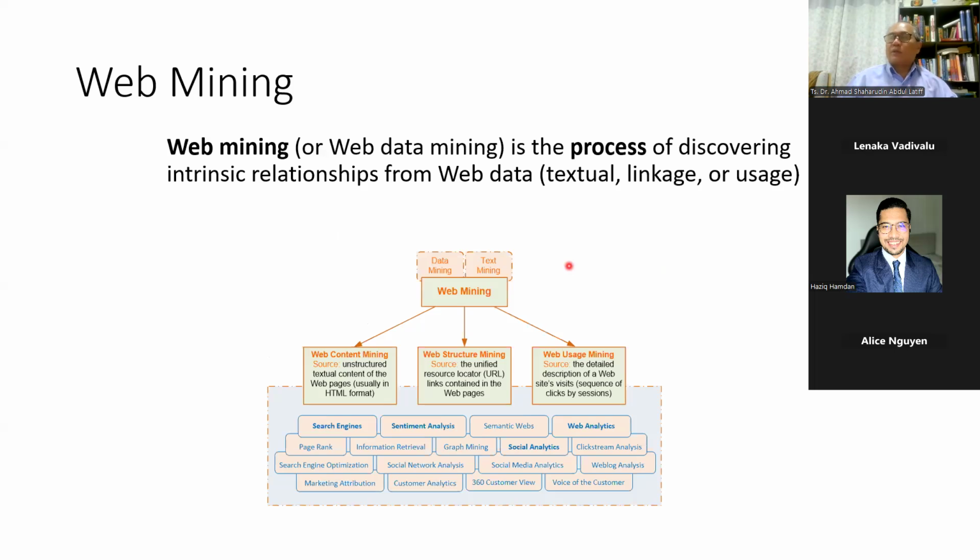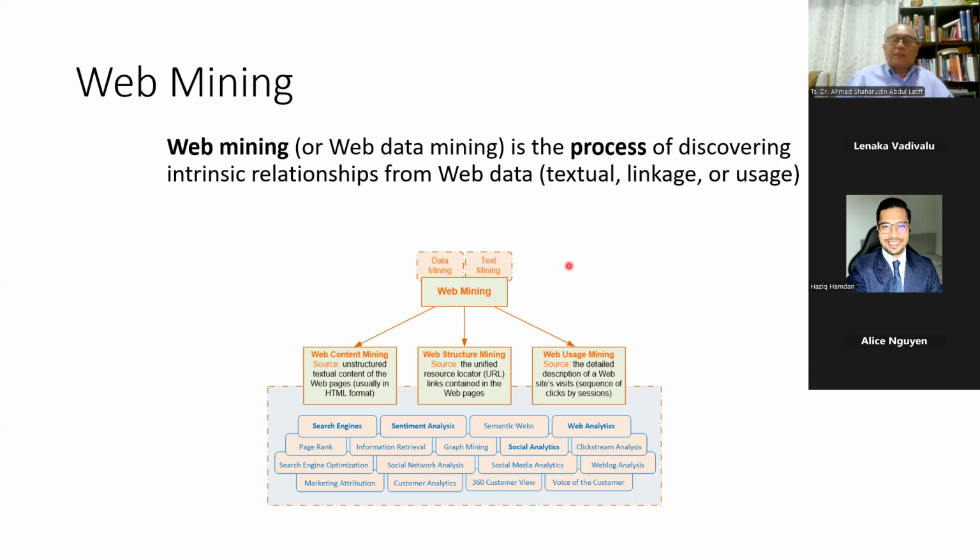So web mining is the process of discovering intrinsic relationships between the web data. It's not just looking into the text data level, but also other aspects, which are the linkage and usage of the data. So web mining involves text mining as well as data mining. There are three basic categories of web mining. We have web content mining, which is much more related to text mining, looking into the unstructured textual content on web pages, usually in HTML format or some other format, XML, and so on. That is web content mining.